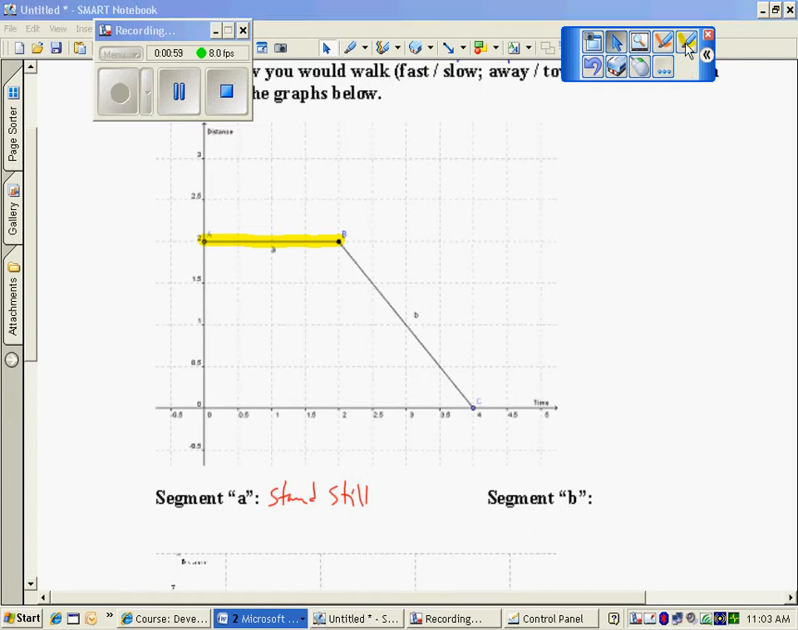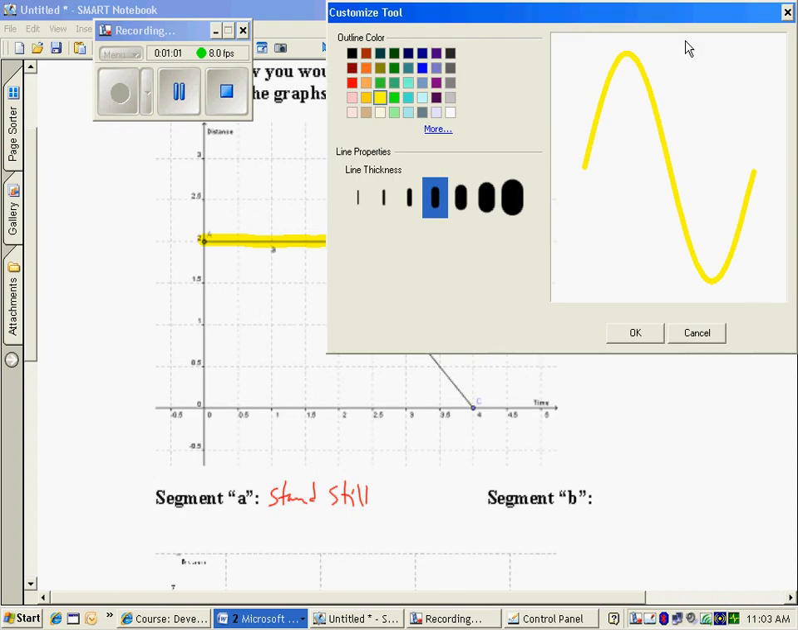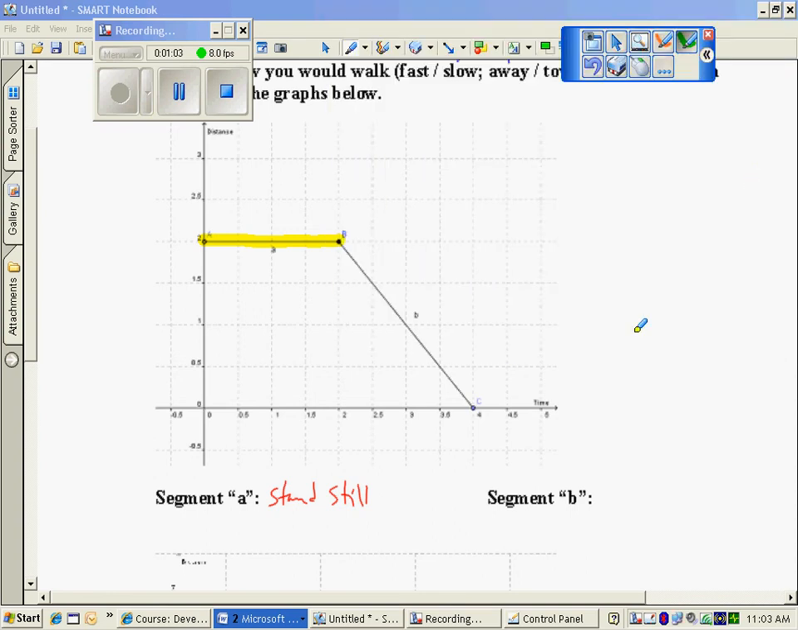If I look at segment B, it is decreasing. It's going downward. It's going back to the origin. It's headed down this direction. When I say origin, I just mean back down to 0. And it's decreasing, so it is going toward.